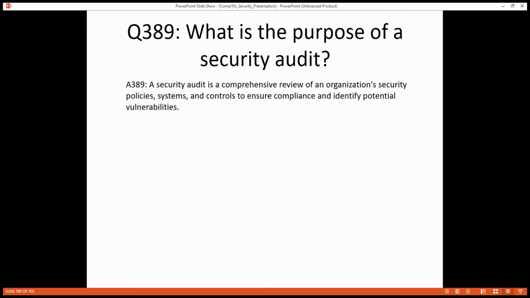Q389. What is the purpose of a security audit? A389. A security audit is a comprehensive review of an organization's security policies, systems, and controls to ensure compliance and identify potential vulnerabilities.